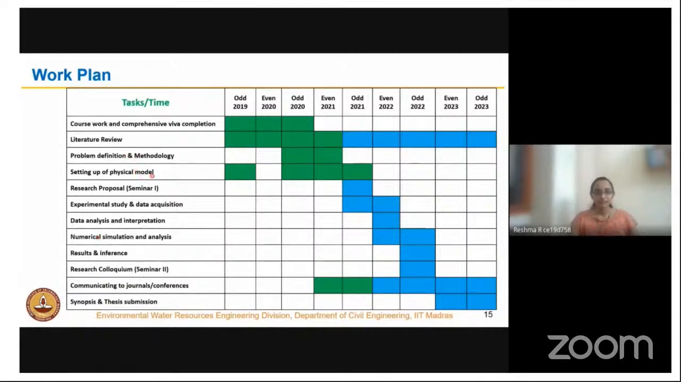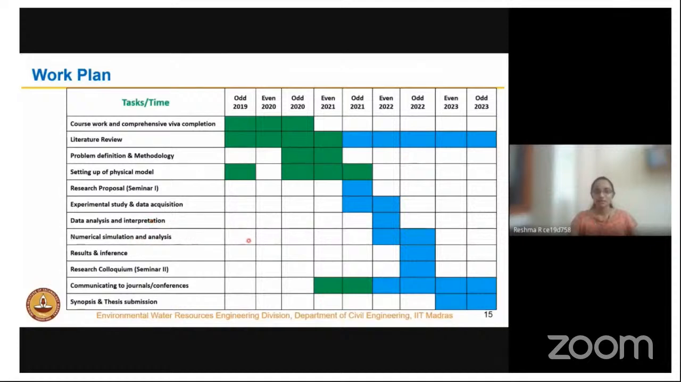Physical model has been set up. Research proposal will be tentatively given by the end of this semester. Experimental study and data acquisition will be carried out in this and coming up semester, which will be followed by the data analysis and interpretation.